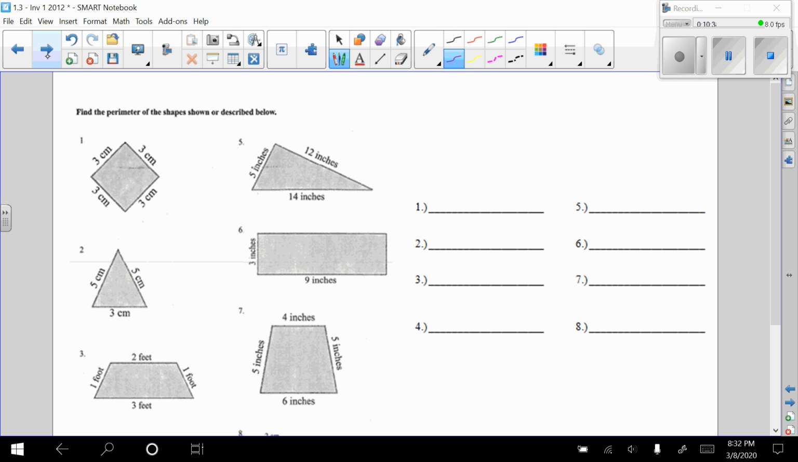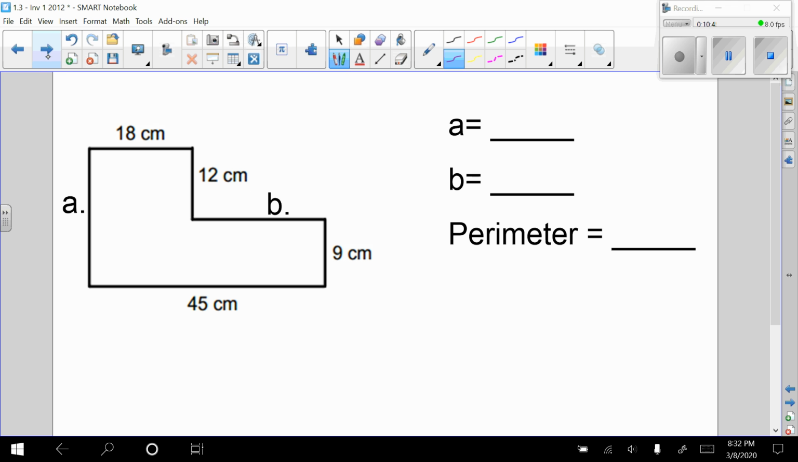Here are some more. Feel free to go ahead and practice them and check in class if you have them right. We're going to go ahead and skip right over to page 13. Okay, page 13 has some more figures where we want to find the missing parts. We want to find A and we want to find B.